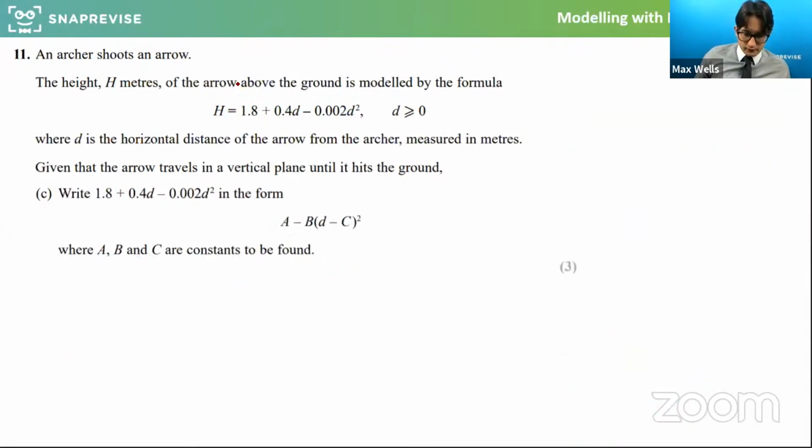Cool, excellent. So the next bit we're going to do says, given that the arrow travels in a vertical plane until it hits the ground, write this in this form. So it's effectively telling you to complete the square. This is kind of between the two.